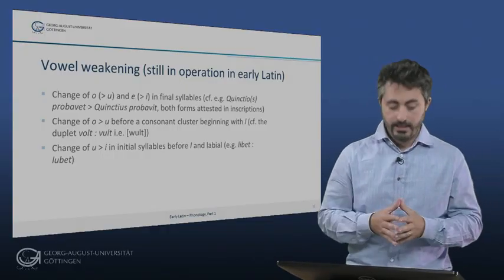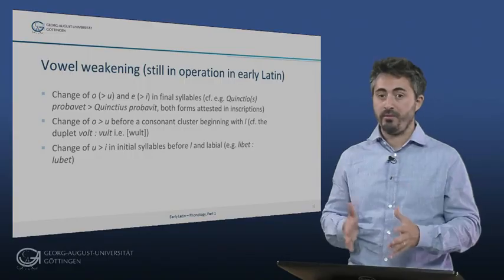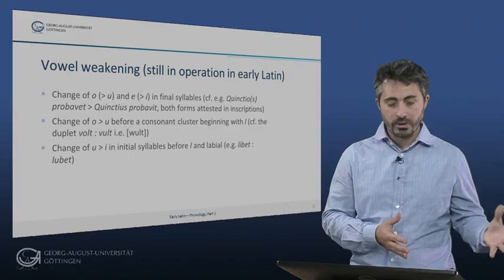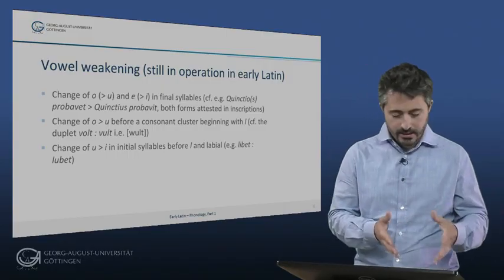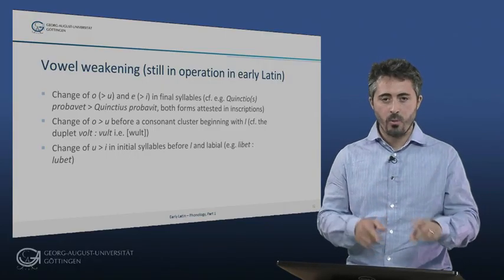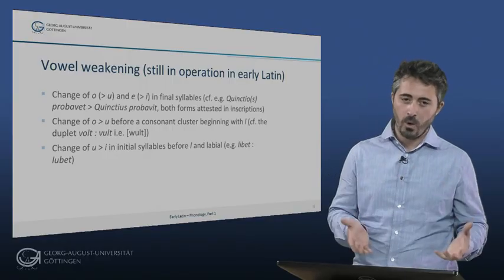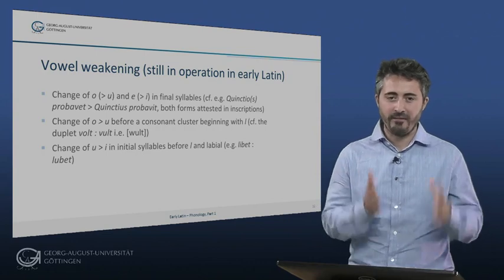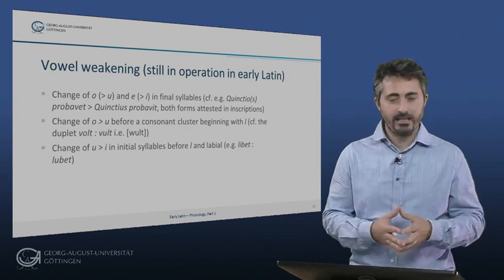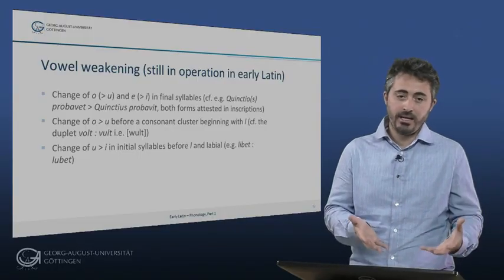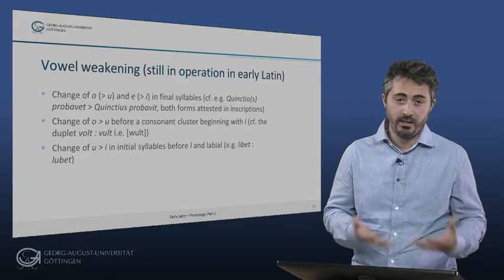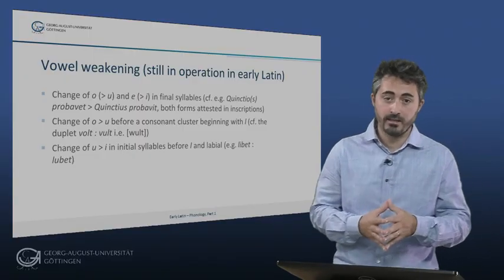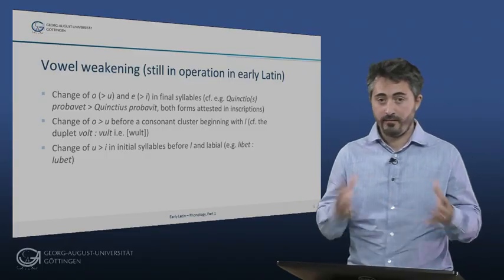Second phenomenon is the change of O into U before a consonantal cluster beginning with L, like the doublet volt and vult. You can see that here I've spelled this sound with a V instead of with a U. This is just a convention. In early Latin there was not a particular grapheme to spell this labiovelar sound. In this particular lecture I have used the more conventional spelling V found in some modern editions, but my colleague Wolfgang de Melo, I know that he will do it in a different way.